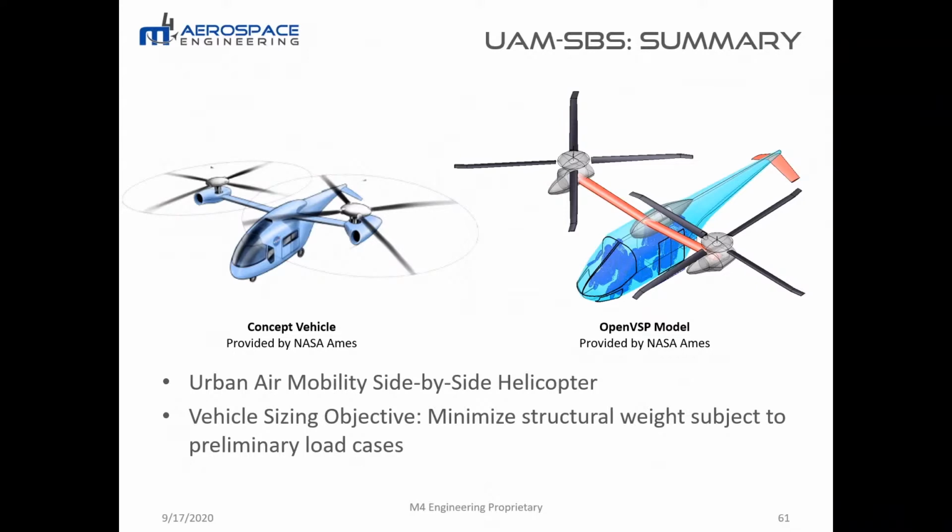And so we're going to start out here on the right with this OpenVSP model that came from NASA Ames. And what we're going to try and do is get a minimal structural weight, and we're going to have various load cases relevant to this kind of a configuration. So we've got here like a tandem side-by-side rotor, 6-passenger helicopter type configuration.